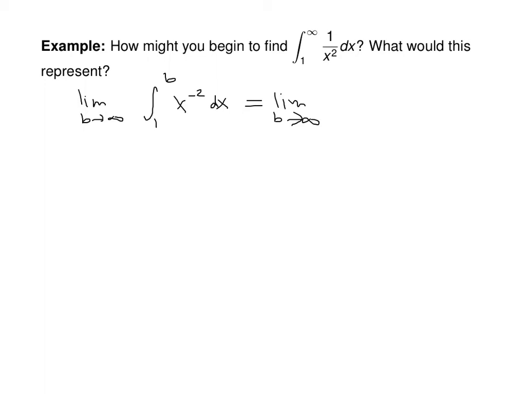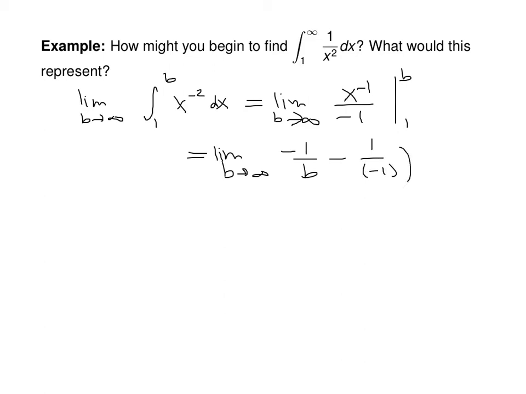Alright, the antiderivative of x to the -2 is x to the -1 divided by -1, evaluated from 1 to b. So we have the limit as b goes to infinity of -1 over b minus 1 over -1. So that limit will equal 1.